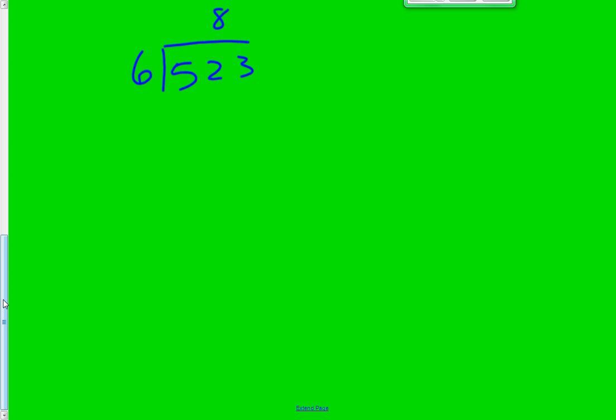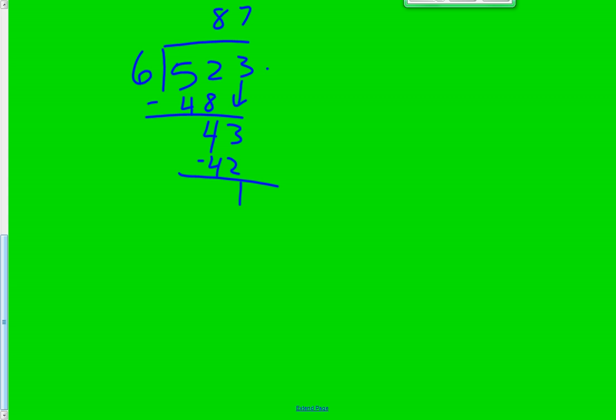Multiply it down. 8 times 6 is 48. I subtract. 52 minus 48 is the number 4. I bring down my 3. 6 goes into 43 7 times, because 7 times 6 is 42. I subtract, and I get a 1, so my remainder is 1.